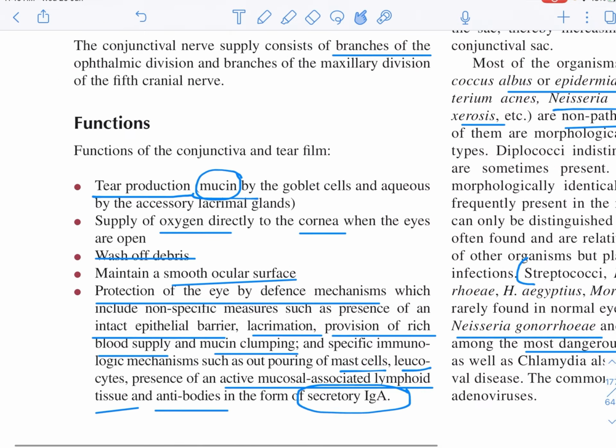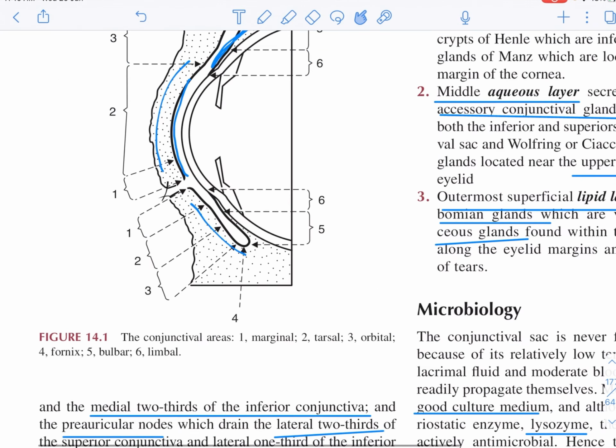So, this was all about the introduction of conjunctiva, its anatomy, functions and microbiology. We will continue the rest of the chapter in the next part.